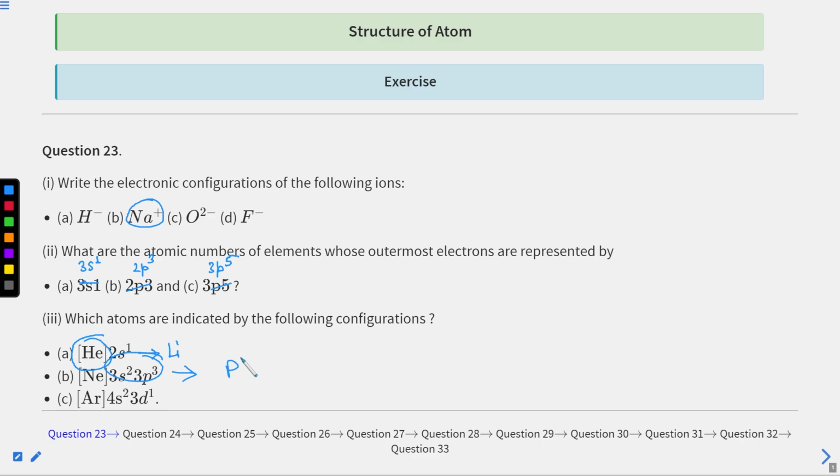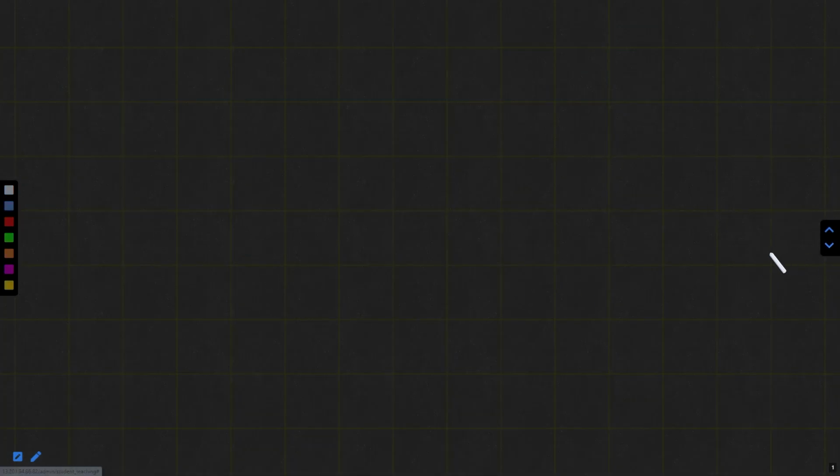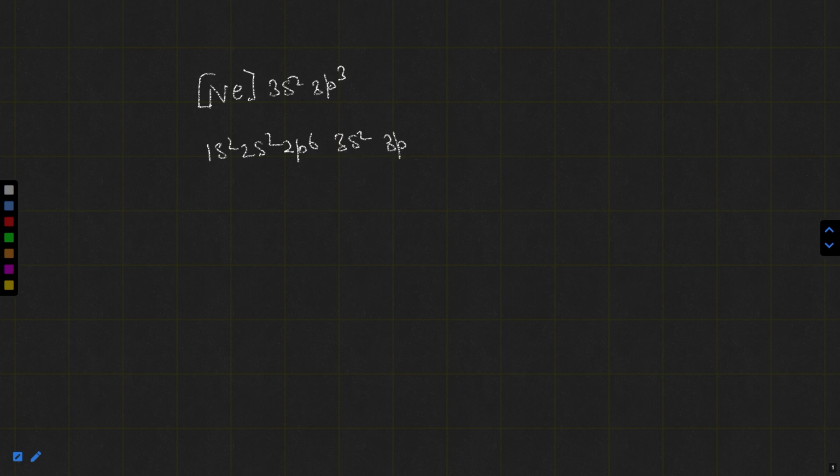So how have I identified it? Very simple. First we will write neon, then 3s2, 3p3. This is written. So for neon it is 1s2, 2s2, 2p6, then 3s2 and 3p3. So the total number of electrons is 10 plus 5, 15. 15 electrons are there. So 15 is the atomic number of which atom? If you count it, which element?